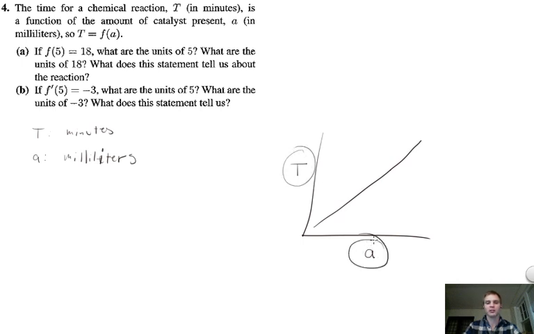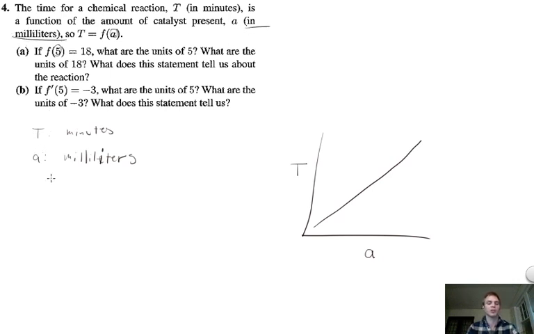So the question says here, f of 5 equals 18. That's not important to you, right? The only thing is, what are the units of 5? Well, we can see here that A goes here, okay? So 5 is a value for A, all right? So it should take on the units of measure for A. And in this case, the units of measure for A are milliliters. That says that right here. Okay, so A is in milliliters.